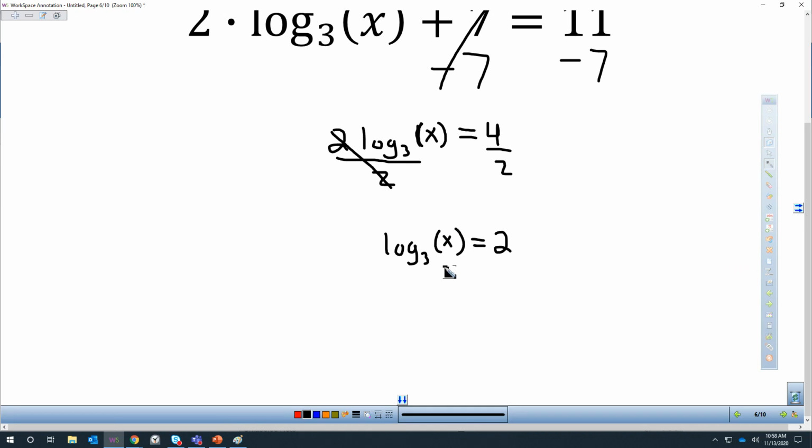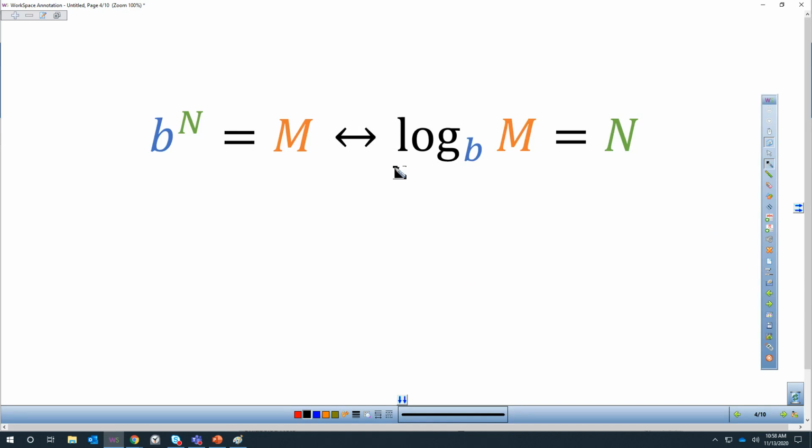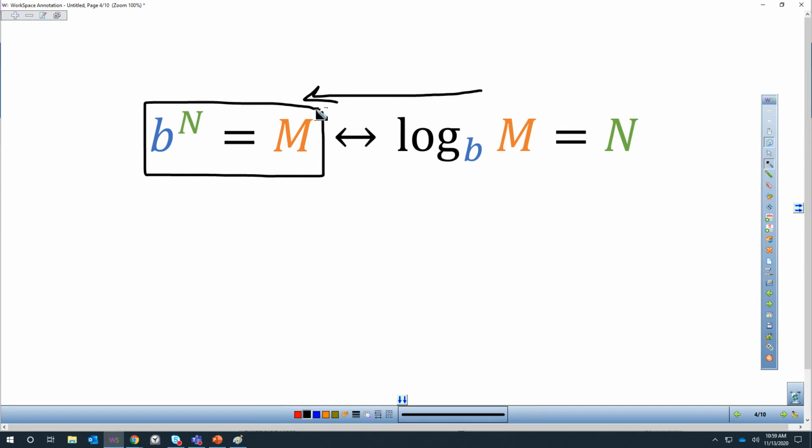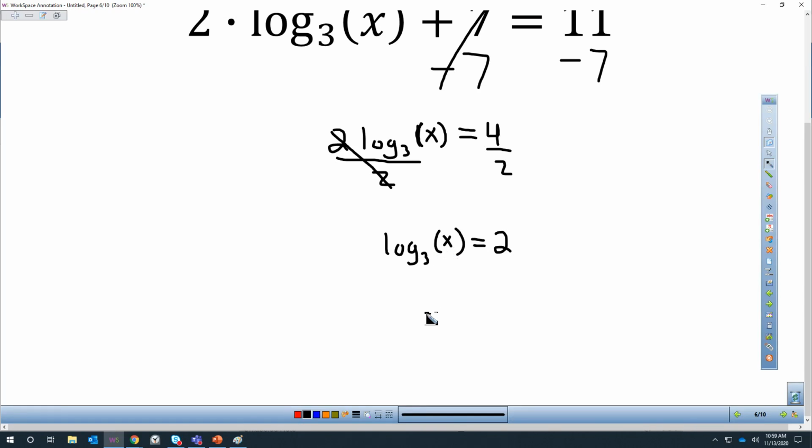Okay, and now I can rewrite this as an exponent. So I can basically apply this rule going the other direction now and take something that looks like this on the right and make it look like this on the left. So let's go ahead and do that. So that'd be 3 squared equals x. And I know 3 squared is 9, so I don't need a calculator for that. x comes out to equal 9.